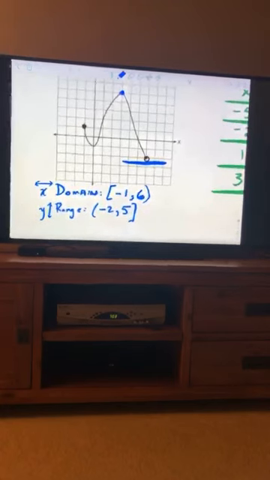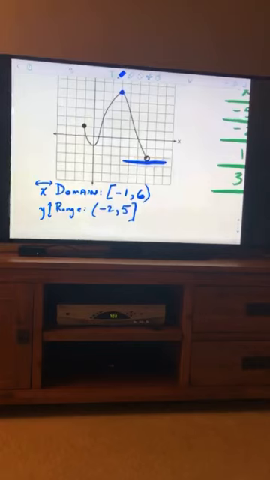Okay, so be careful with domain and range. Know when to use brackets, when to use parentheses. Also know what you're talking about here. Alphabetical order applies if you start confusing these. Domain, D comes before R, just like X comes before Y. So domain, you're looking at your left and right X values. Range, you're talking about your up and down Y values, vertical.